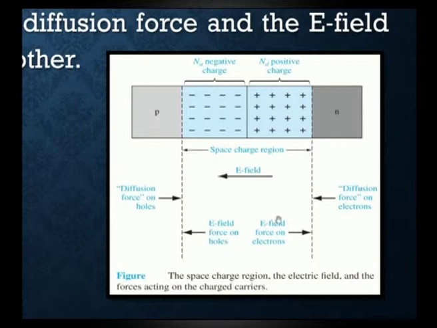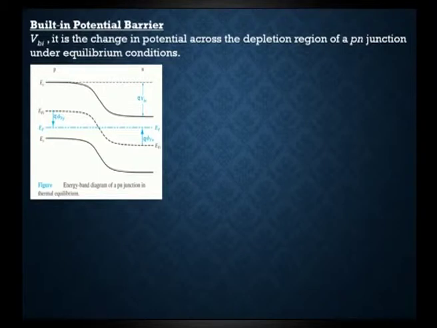So, this cancels and this cancels. So, totally we can say here it is in an equilibrium condition. So, these are some of the basic concepts that we need to know for the derivations. Next, we move on to the derivation of the built-in potential barrier.